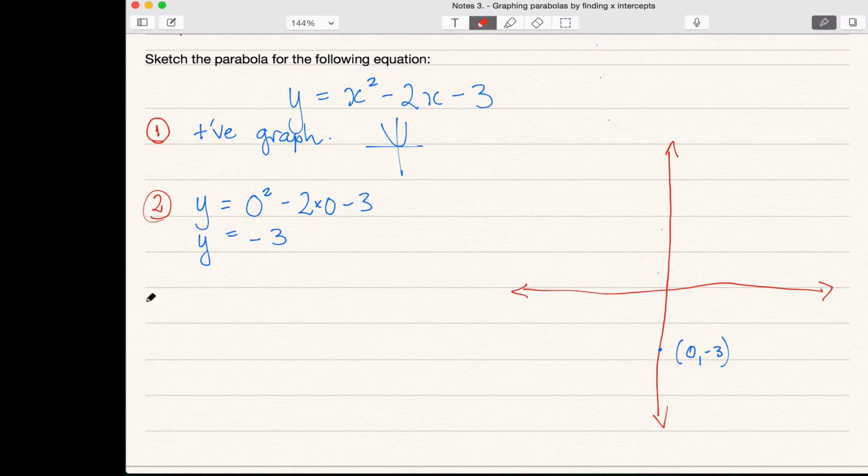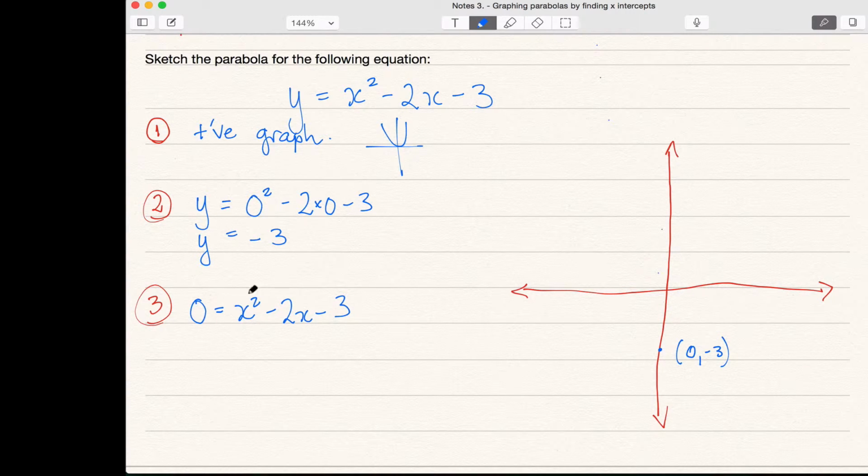Okay, step 3 is to find the x-intercepts by making y equal 0. So I'm writing out my formula again. Start with 0 instead of y. x squared minus 2x minus 3.